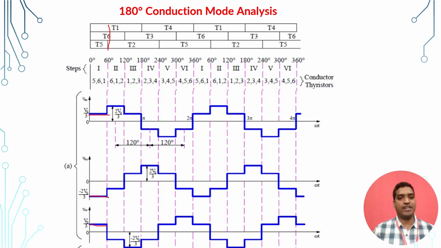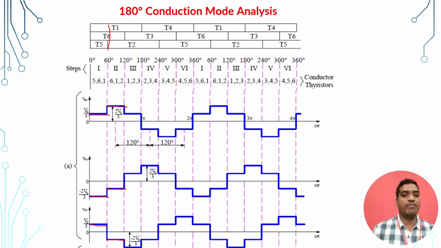In a similar fashion, for the second interval, that is 60 to 120 degrees, the mode 2 operation, switching devices 6, 1, 2 are turned on at a time. In this case, what happened? In VA0, we can produce 2Vs by 3 output, VB0 we can get minus Vs by 3 voltage, and similarly VC0 we can get the same minus Vs by 3. So you can represent those voltages in this fashion.